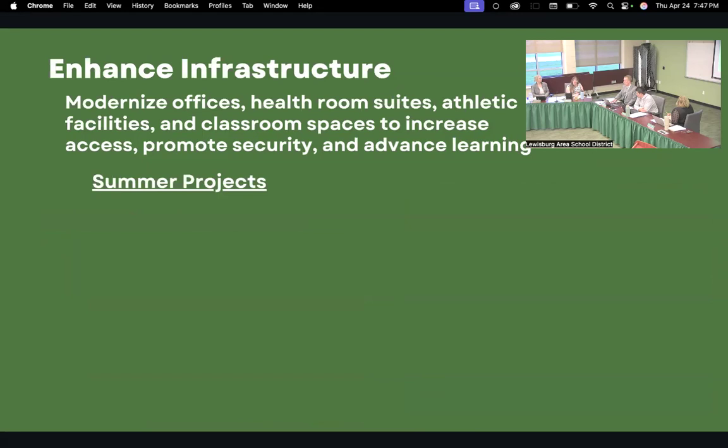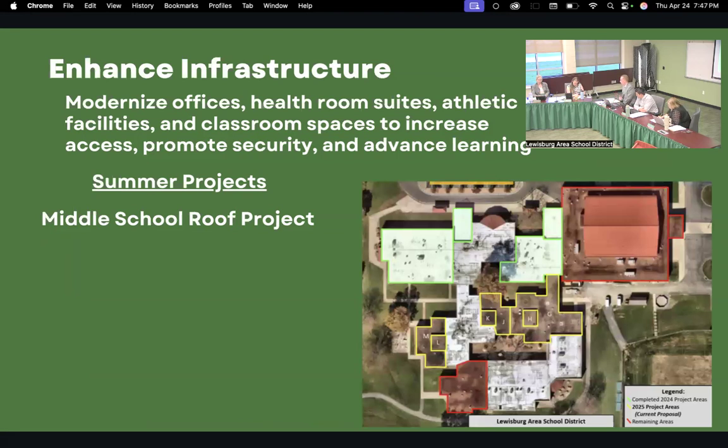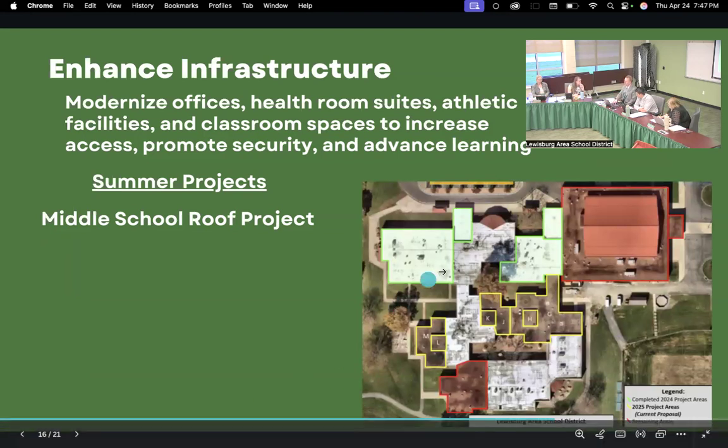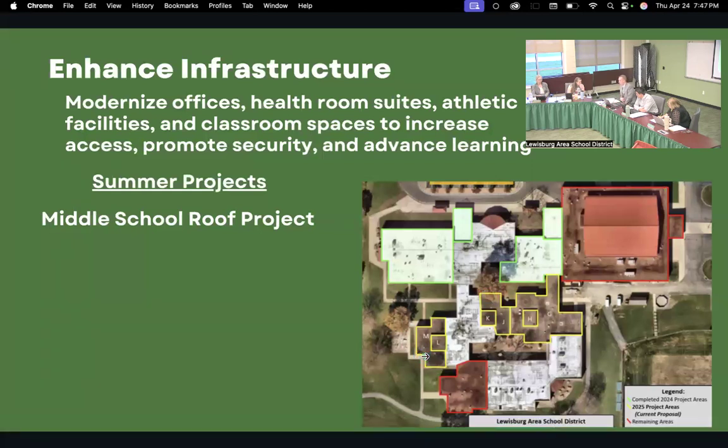Some summer projects, we talked about this even tonight: the roof project should start right after school. The areas in green were done last summer, and what was approved, the majority of that going to be grant covered, is the areas in yellow. I believe June 9th is the date of start. Thank you. And then a couple areas in red that could be done in a phase 3 project down the road.